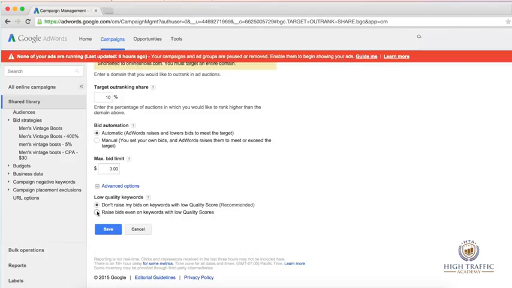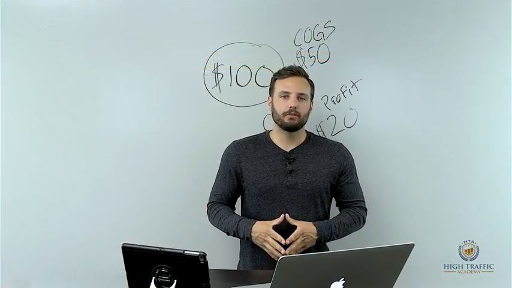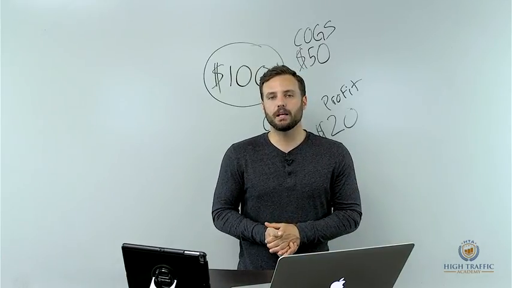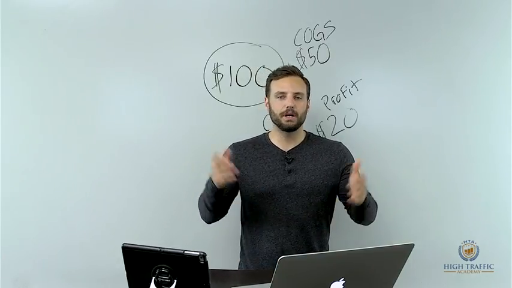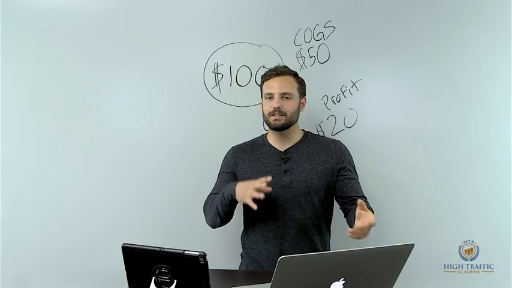What I would recommend doing, if you're just getting started out, is to raise bids even on keywords with low quality scores so that you give this stuff some time to actually turn itself around. For instance, you might have a week's worth of data on a keyword and it has a low quality score because there's been 25 clicks and it hasn't performed very well.